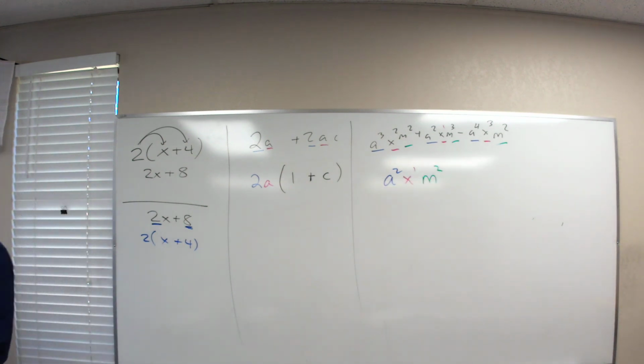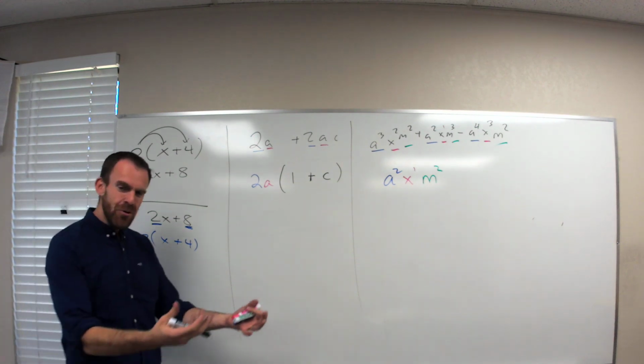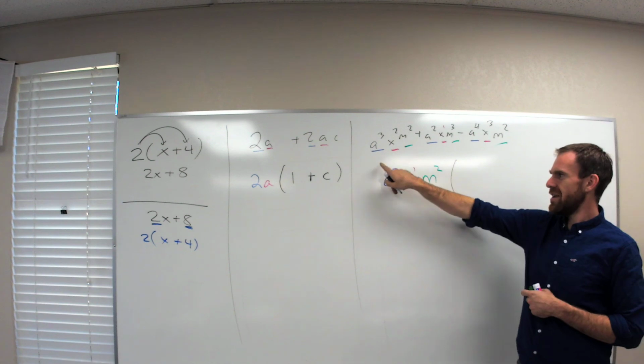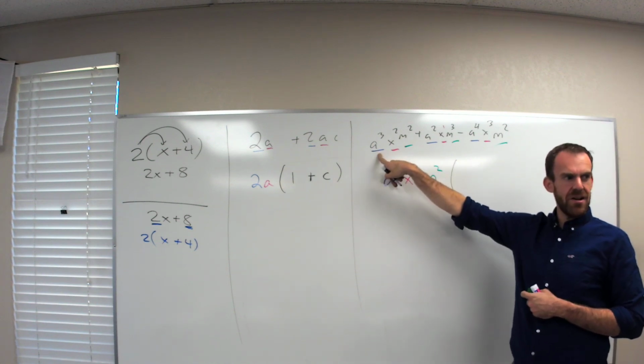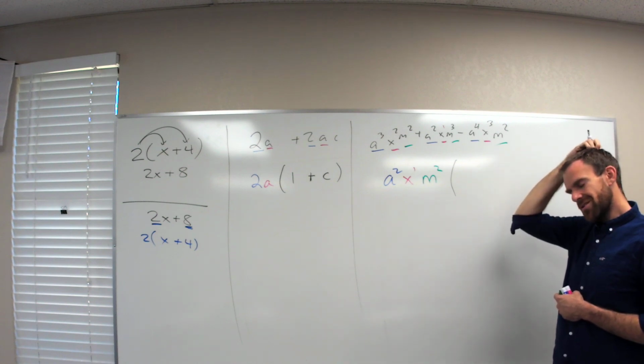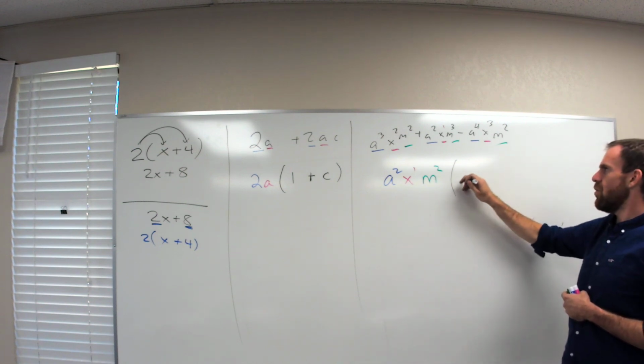Boom! Alright, so I have pulled all of those out. What am I left with? This one, if I took 2 A's out, how many are left? 3 minus 2 is? 1.